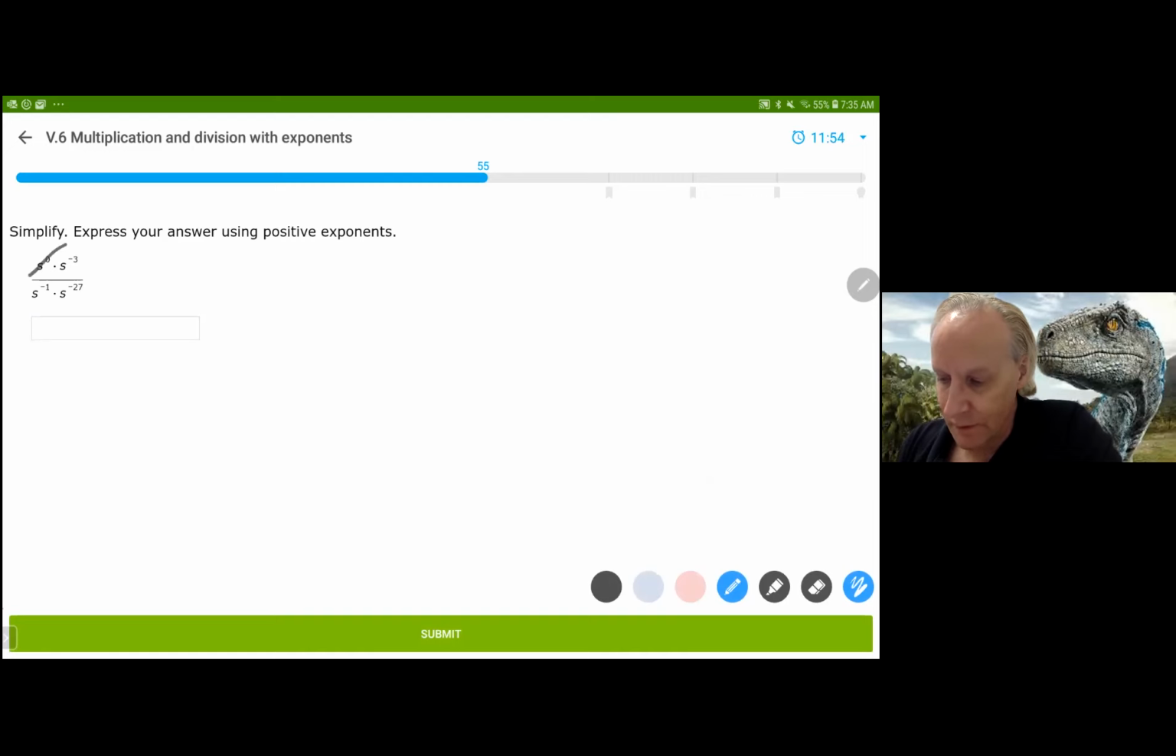All right. The s to the 0 is just 1. Lots of negative exponents here. And I'm just going to go ahead and write these two is really s to the 28th in the numerator. And I have an s to the 3rd in the denominator, which gives me s to the 25th.